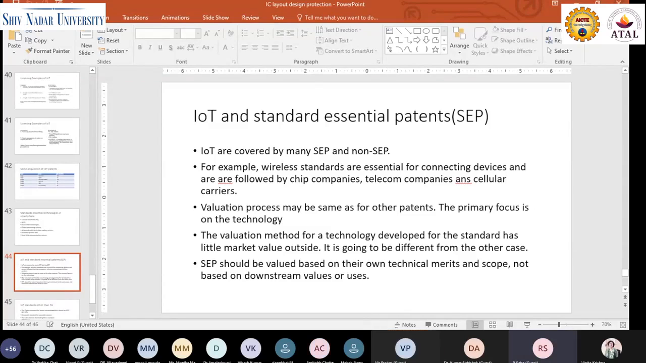So I have given something, for example, wireless standards are essential for connecting devices and are followed by chip companies, telecom companies, and cellular carriers. Now, for example, a Fitbit band is recording many data, and this kind of thing is also used for monitoring the health of patients, and this data goes to the cloud and then it is analyzed. So all these things are essential. The evaluation method for technology developed for the standard has little market value outside, so it is specifically related to that particular application, but it may happen that it can be applied to other areas.